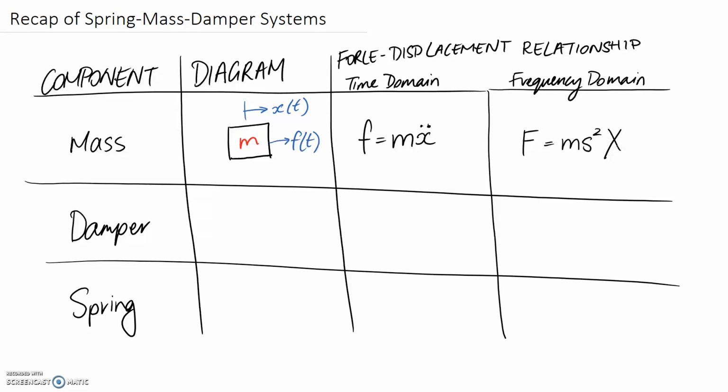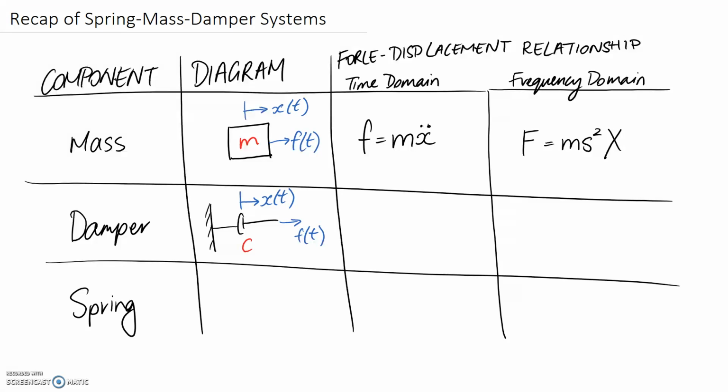Alright, so let's move on to the next component, which is a damper. This will be typically drawn, I'll draw this one against a wall, but like this. Again, let's give it a force, which will be as a function of time, and we'll look at its displacement as well as a function of time, x. So we need to give it some kind of constant, the size of the damper or its damping effect, and I'm going to call it c.